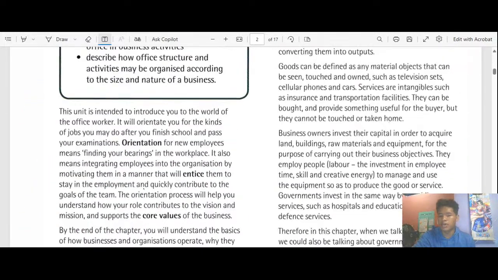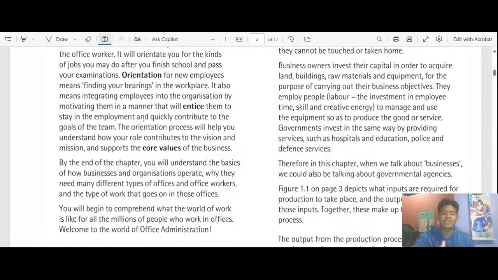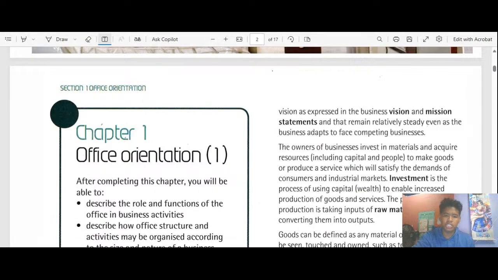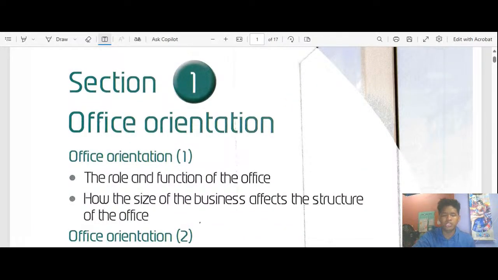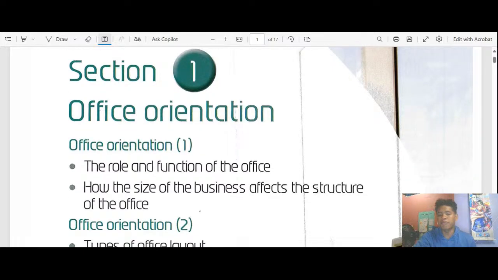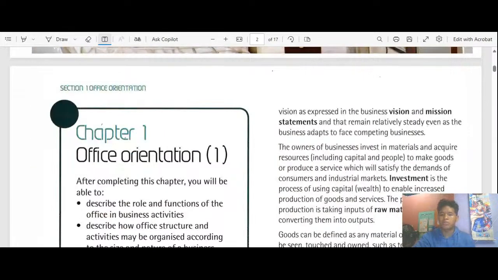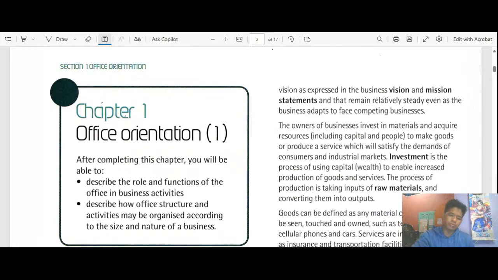So some other things, because this is basically an introductory class into office administration. It's actually the first orientation, basically the first chapter in office administration. So let's look at a couple of terms before we could actually get the whole idea. First of all, let's look at what investment is.